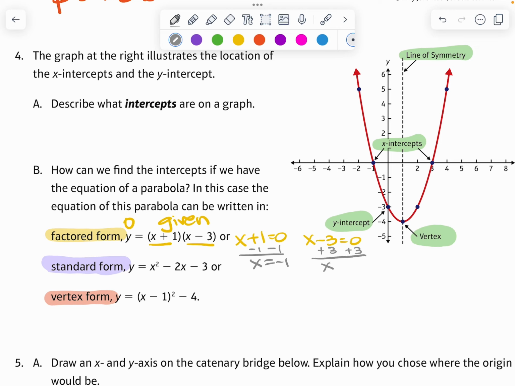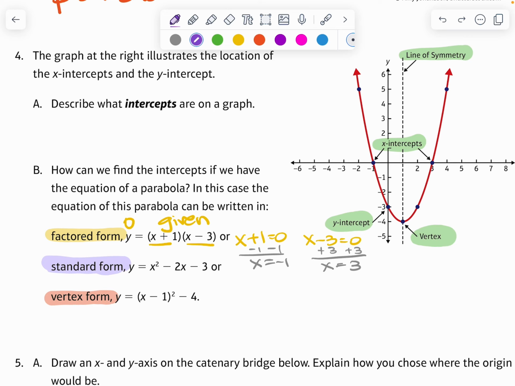These are really easy until I give you a fraction, and then you're like, oh no. Yep, and look, let's see if we're right. X equals 3, yep. X equals -1, yes. We did it correctly. Those are where our x-intercepts are. All right? Now the next method, standard form.